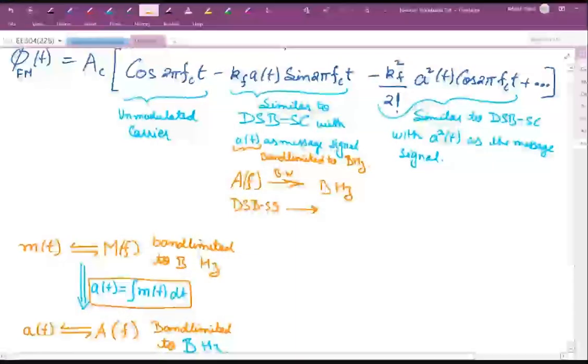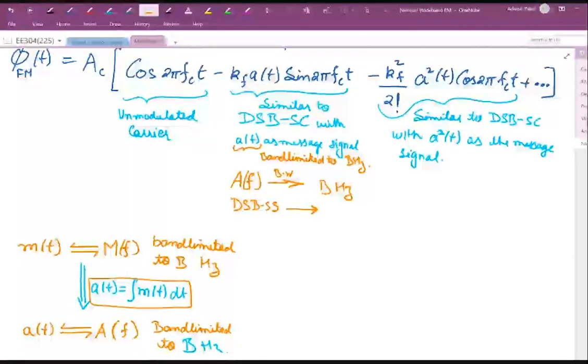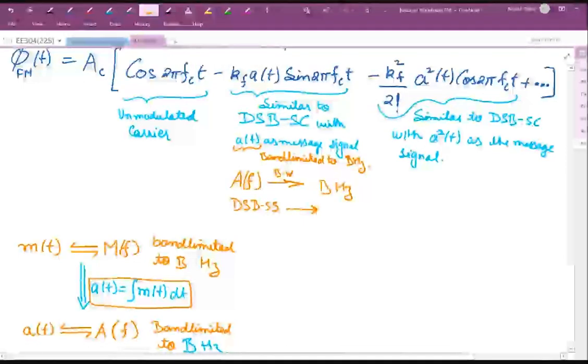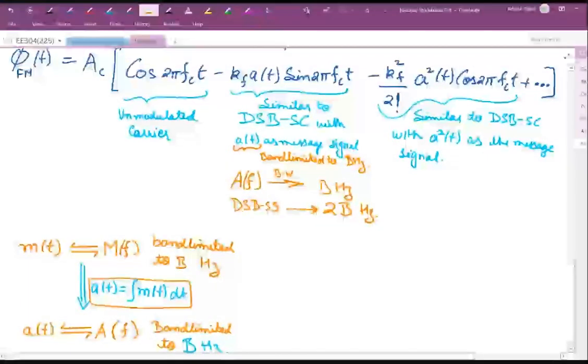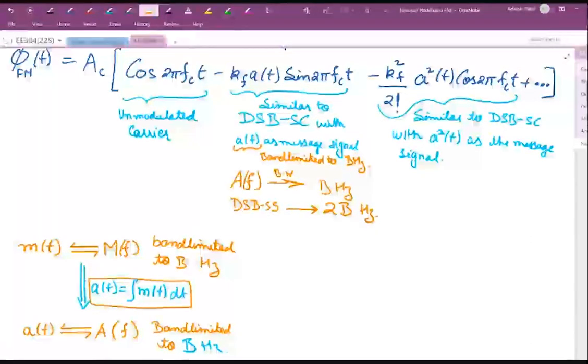The DSB-SC signal of the same will have the bandwidth of, because it has got lower and upper sidebands on both the positive and negative frequencies. So the equivalent bandwidth is 2B, correct. The equivalent bandwidth is 2B hertz. Fine. We have obtained the equivalent bandwidth of the first term, the second term.